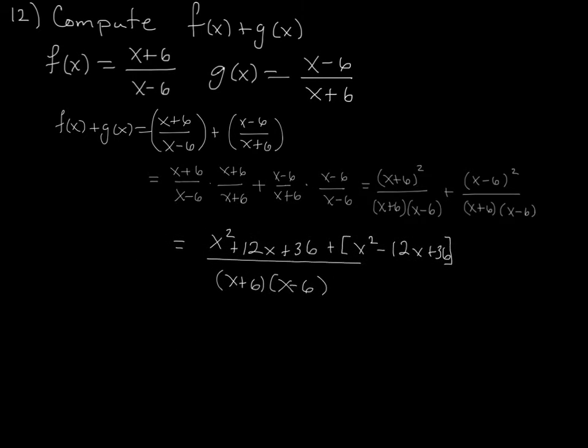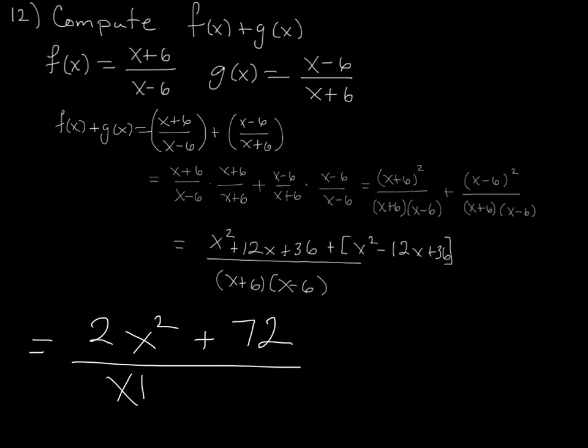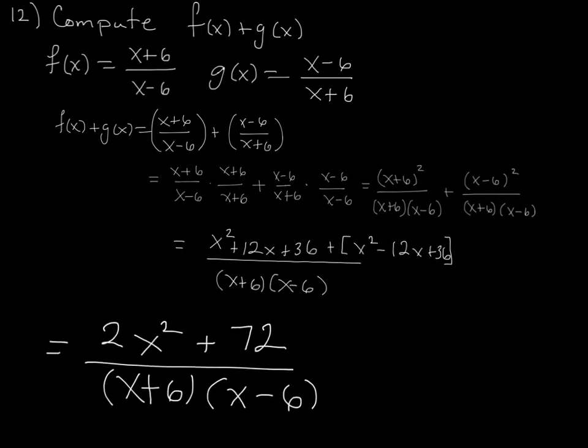And now we just simply need to simplify this. And we get 2x squared plus 36 and 36 is 72 all over x plus 6 times x minus 6. And that completes our problem.